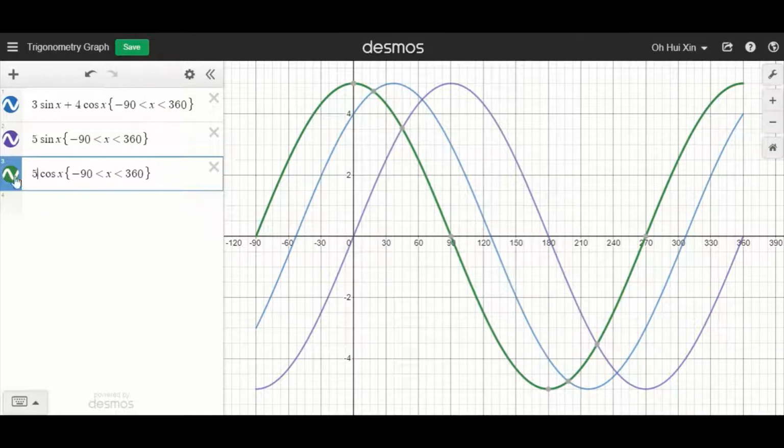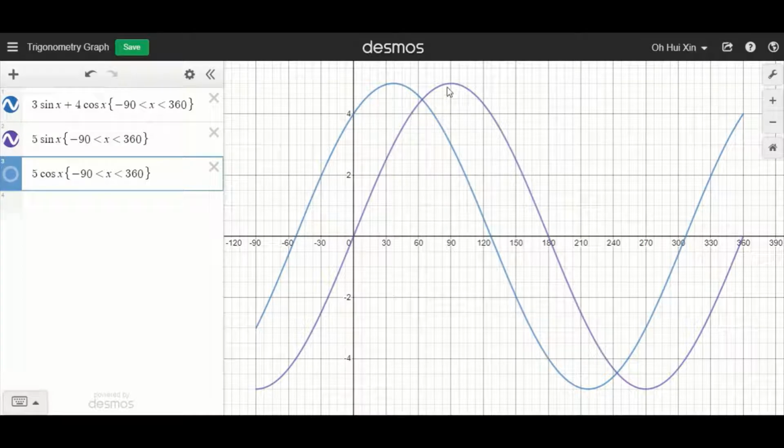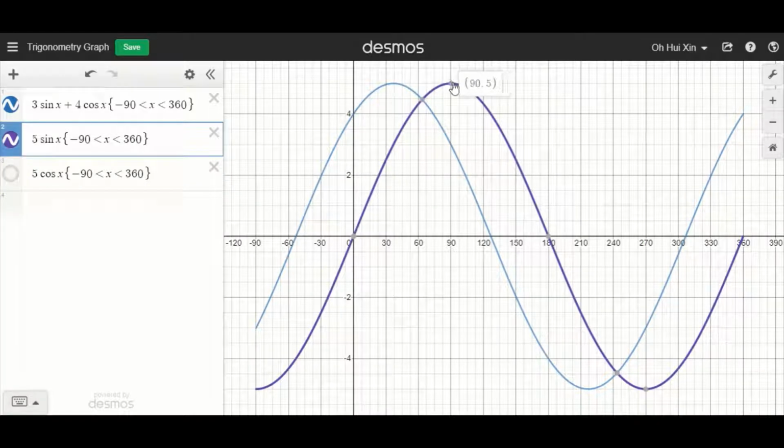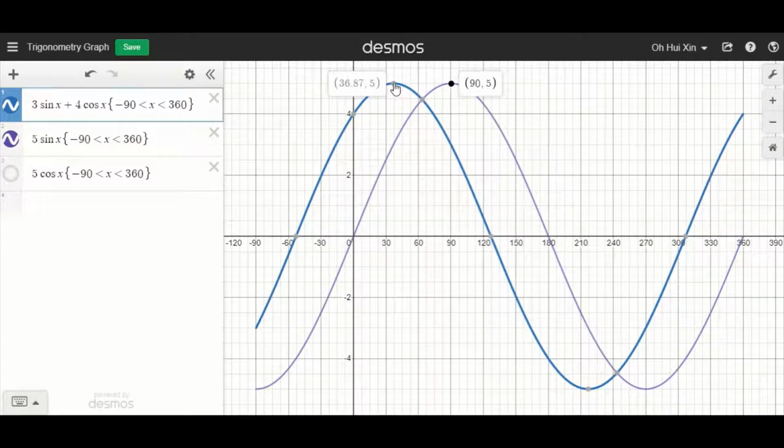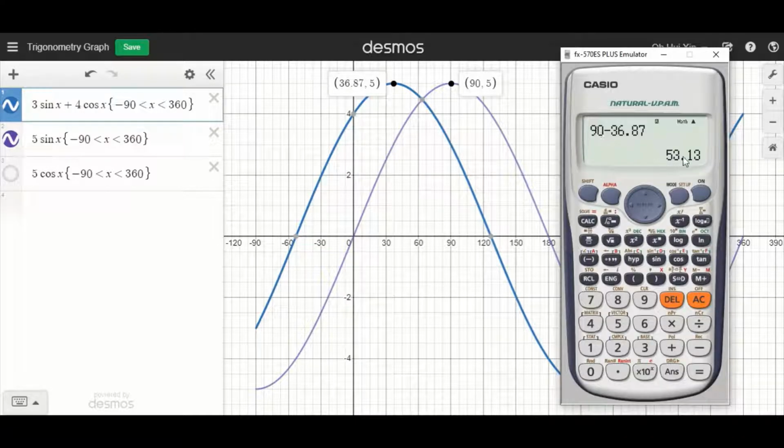Okay, so let us try to do it one by one. So let's start with the purple color one. So I can see that the maximum point of me here is like 90 and 5. But for this point is 36.87 and 5. So what I will need to do is I will need to move my purple color line to left hand side for an angle of 90 minus 36.87, right? So I can just use my calculator to count it. So I get 53.13.